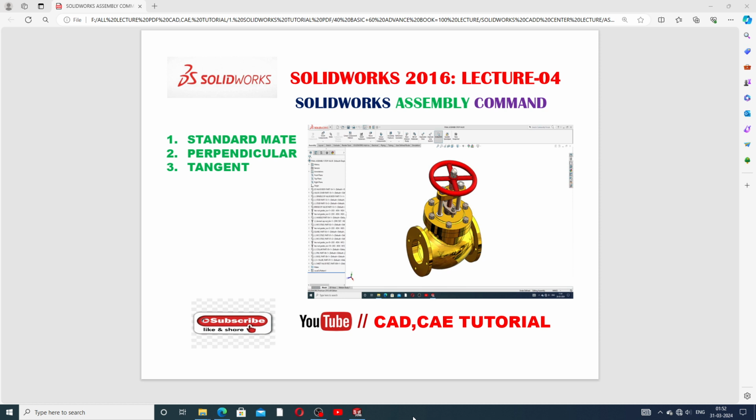Today we are going to see and use an assembled body made of these assembly parts. This is SolidWorks 2016, and this lecture is number 4, about the SolidWorks assemble command, and how each command is learned one by one, easily and clearly. And guys, two standard mates are discussed here. First is perpendicular and second is tangent, and this is a very important lecture. This part and this assemble command are discussed here.